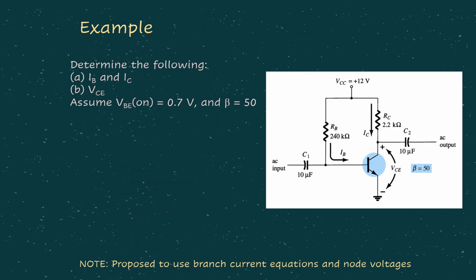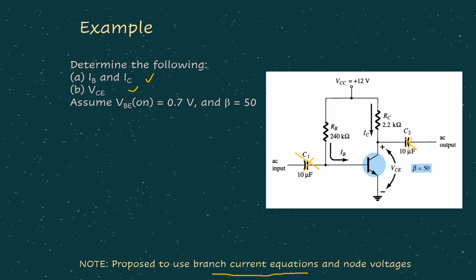Now let's have a look at one particular example related to the fixed bias biasing circuit. In this example, we have to determine a few things. The first one is the IB and IC values, and the second one is the VCE value. Okay, there are two ways we can solve this. The first one is we can use KVL equations at the BE loop and CE loop, and the second one we can also use the branch current equation and node voltage. It depends, okay. But first thing first, remember the capacitors we have to replace with open circuit, meaning we are disconnecting all the AC inputs and outputs from our BJT circuit. Okay, let's have a look.